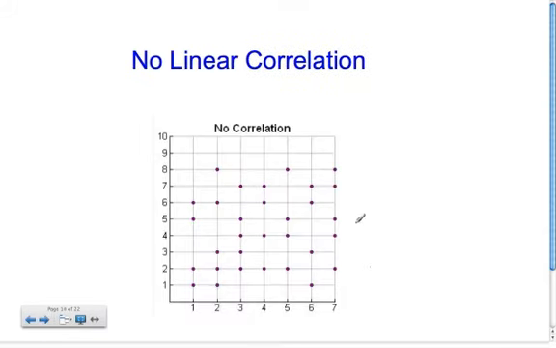And then if I look at this last one, those points are just scattered all over the place. I can't tell whether they're going uphill or downhill, so there's no linear correlation at all. So this R value is pretty low, and they said if it was close to 0, so maybe this R value would be around 0.1.